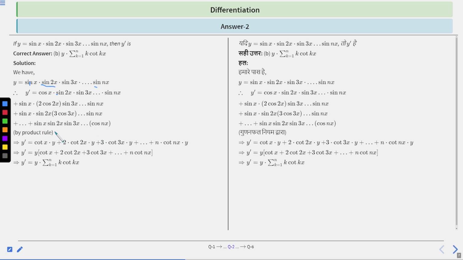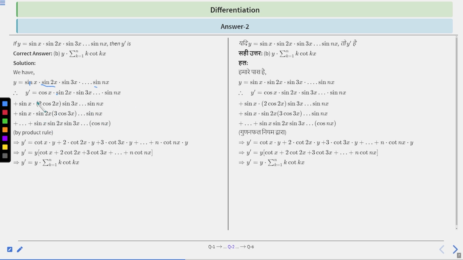So same thing, a similar thing will be made in addition till cos nx, right? Differentiation of sin nx will be n cos nx, like this, by using the product rule. Now, we can calculate y dash as cos x into sin 2x, like that, right?